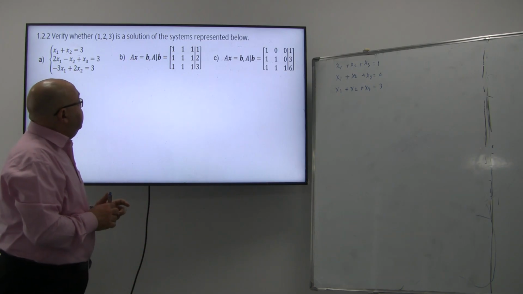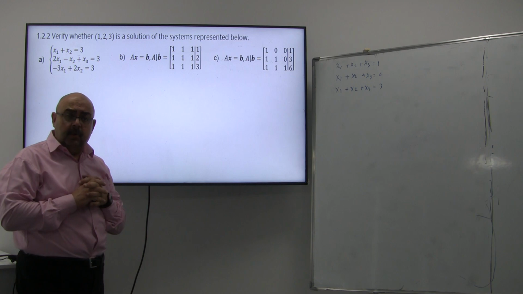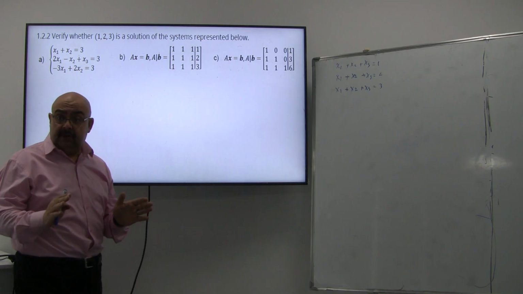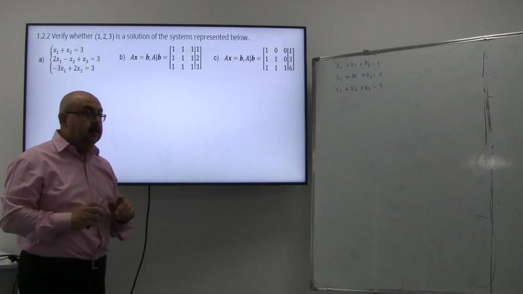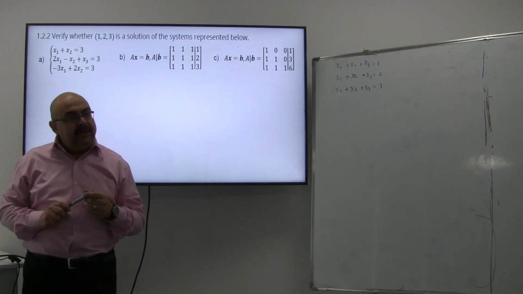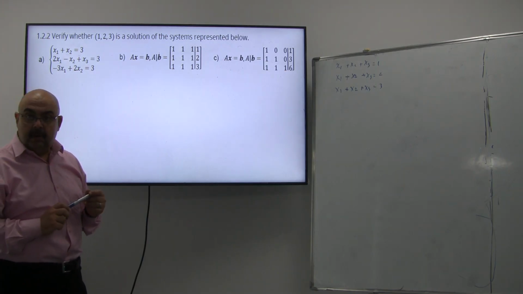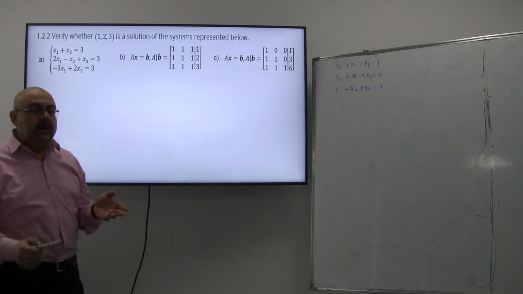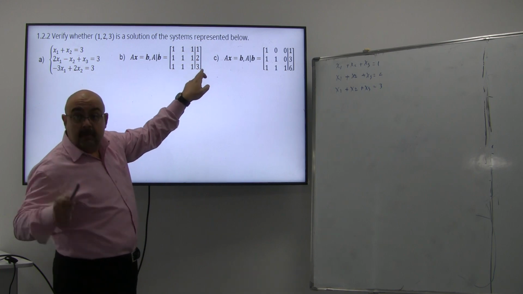Also, from the remark, this system will develop a unique solution from your experience. Look at the system in front of you. Do you think this system will develop a solution? Why not? It doesn't make any sense. How can x1 plus x2 plus x3 equal 1 and at the same time equal 2 and equal 3?